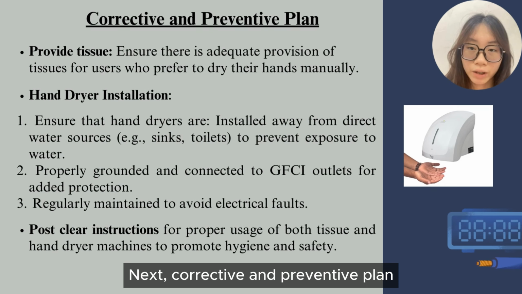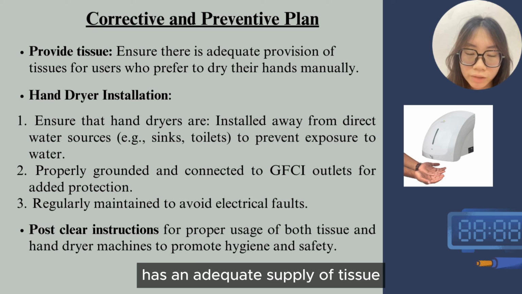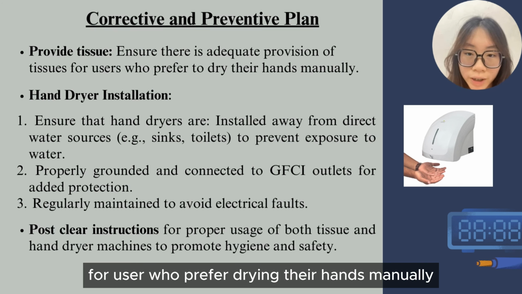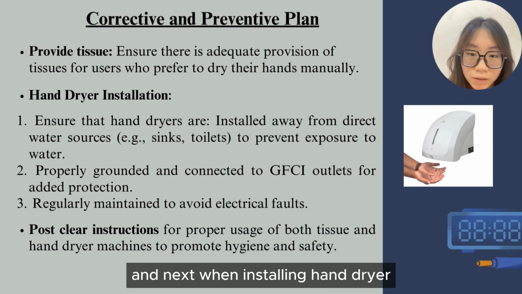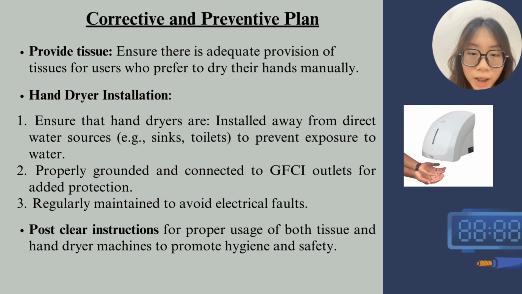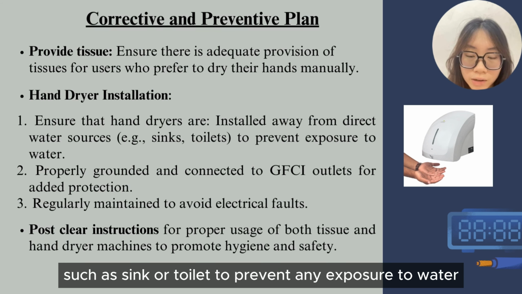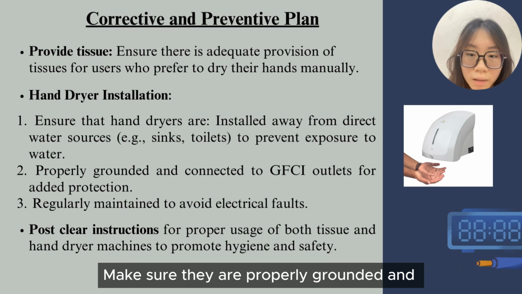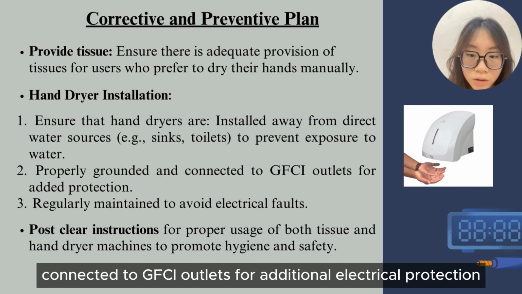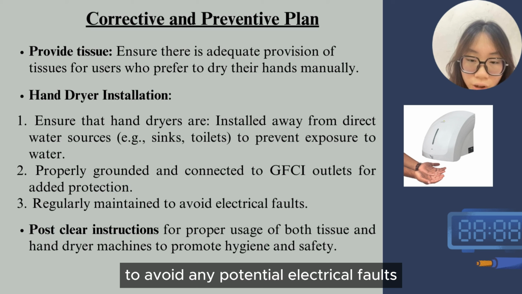Next, the corrective and preventive plan. Firstly, we must ensure that we always have an adequate supply of tissues for users who prefer drying their hands manually. Next, when installing hand dryers, we need to be mindful of a few important aspects. Ensure they are placed away from direct water sources, such as sinks or toilets, to prevent any exposure to water. Make sure they are properly grounded and connected to GFCI outlets for additional electrical protection. And finally, these hand dryers should be regularly maintained to avoid any potential electrical faults.